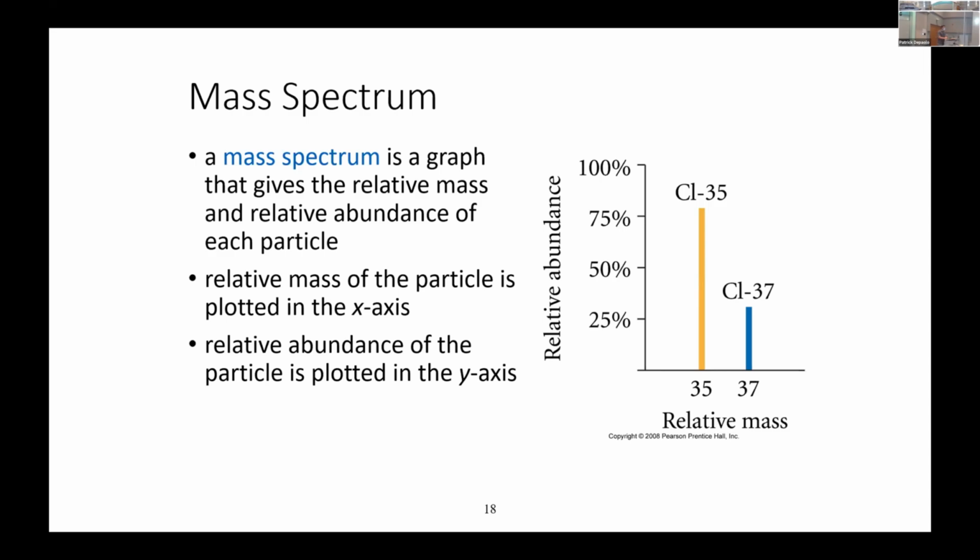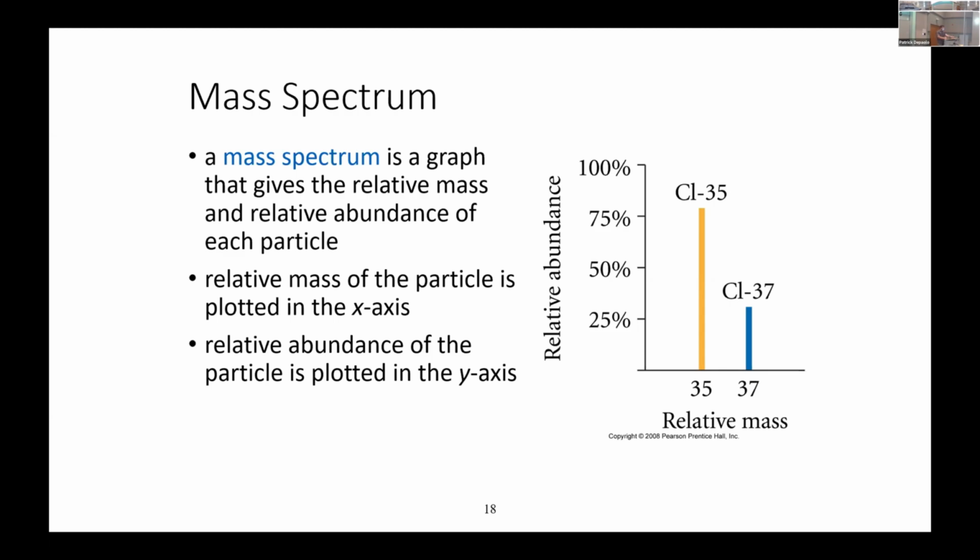So it's a very powerful technique. Something else that's worth noting, I think there might be a homework question on it: relative abundance. Relative abundance doesn't mean the amount. It doesn't mean there's 75 particles; in this case it's instead of 100, it means it's percent. It's all based on percent abundance. So keep that in mind as you're doing homework. Chlorine 35, we know it's 75%, and then chlorine 37 is about 25%.